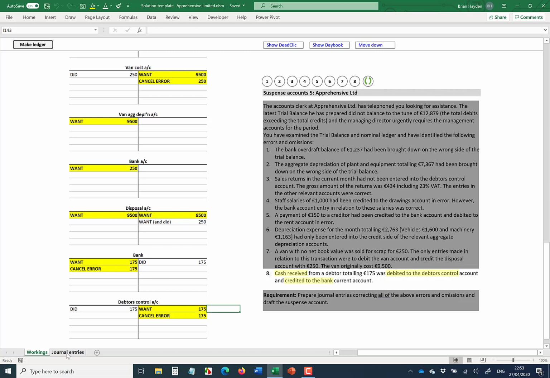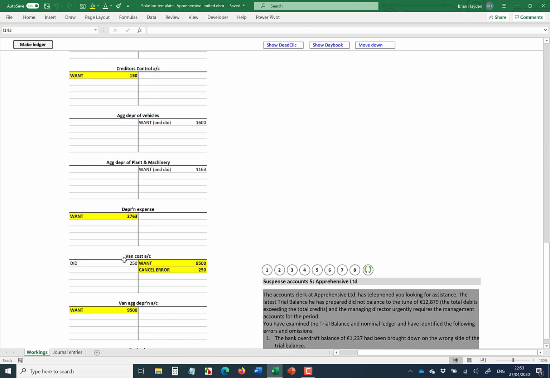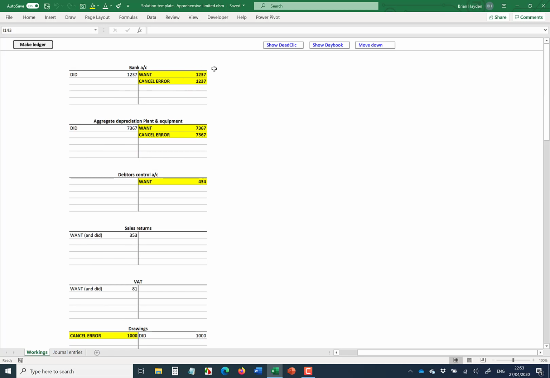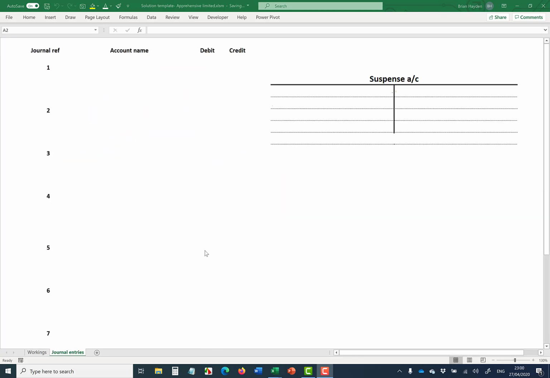So I'm just going to switch to the journal entries, and in the journal entry section, essentially wherever I've got a yellow highlighted item, say in this example here, I'm going to credit the bank account with a total of whatever that is, 2474. So the journal entry just sets out that instruction. Okay, so let's just switch to the journal entries.